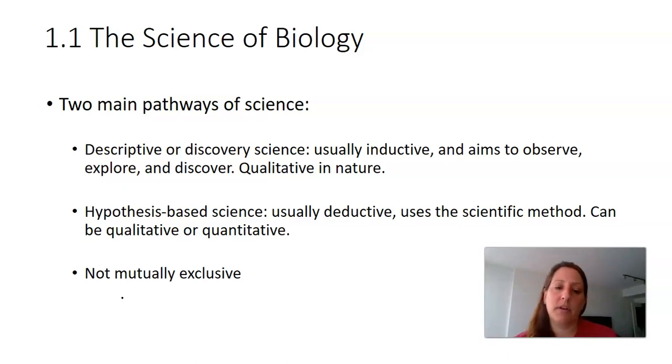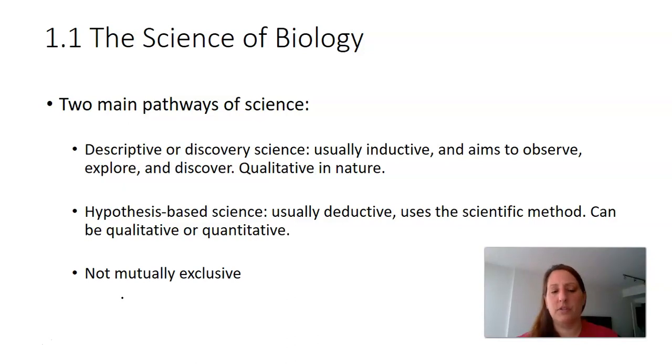And descriptive or discovery-based science tends to be qualitative in nature. Okay, they're gathering information, but there may not be a lot of numbers involved. Scientists in this type oftentimes are recording pictures or drawings or something like that, and maybe not actual numbers.